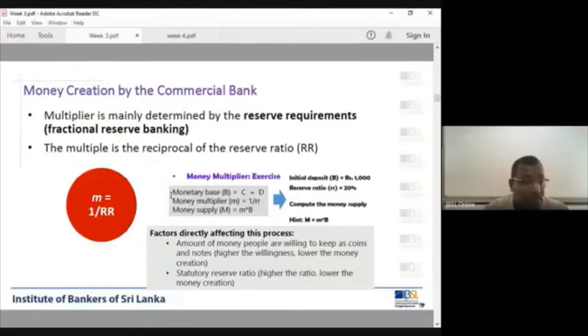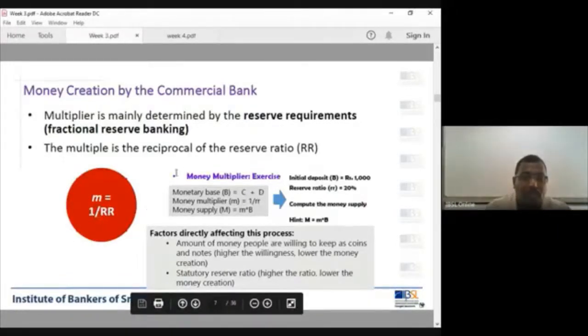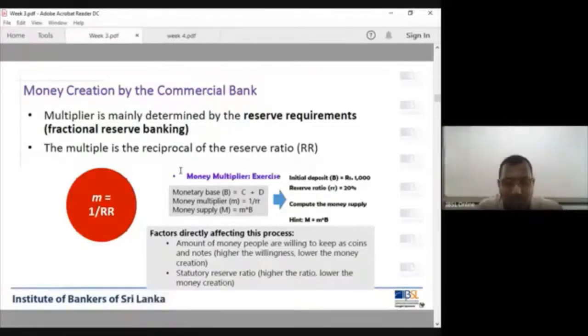And I also gave you a kind of shortcut to calculate the money multiplier. I gave you this simple equation, M equals 1 divided by RR. M means money multiplier, and RR is the reserve ratio. So 1 divided by RR means the reciprocal of the reserve ratio. If you have the reserve ratio given, you can simply calculate the money multiplier.